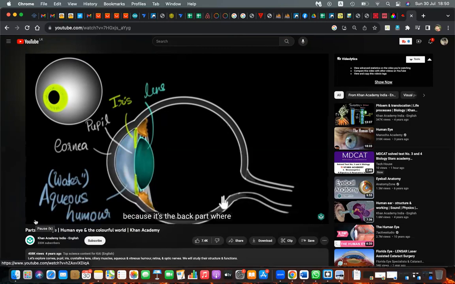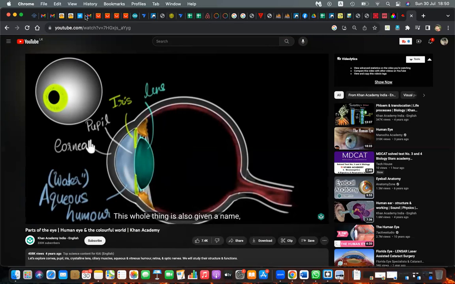Because it's the back part where we have lots and lots of light sensitive cells. So the back part of the eye is completely covered with light sensitive cells, which we are seeing over here in red. And so this whole thing is also given a name. That's called the retina. Let's write that down. This light sensitive cell lining is called the retina. And so in order to see anything clearly, the light from that object must get focused exactly on the retina. If it doesn't, it'll look blurred to us.